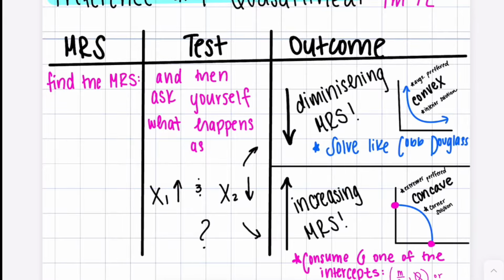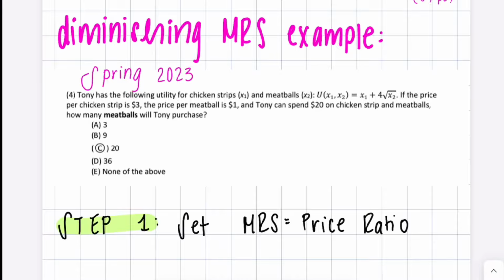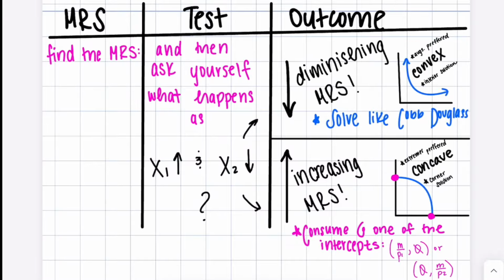Our preference number 4 is quasi-linear. How we know it's quasi-linear is our utility function will look something like this, where we have one linear component and one non-linear component being added to one another. What you're going to want to do first whenever you see a quasi-linear is run an MRS test. So you're going to find the MRS, and after you find that MRS, you're going to ask yourself what happens as x1 increases and x2 decreases.